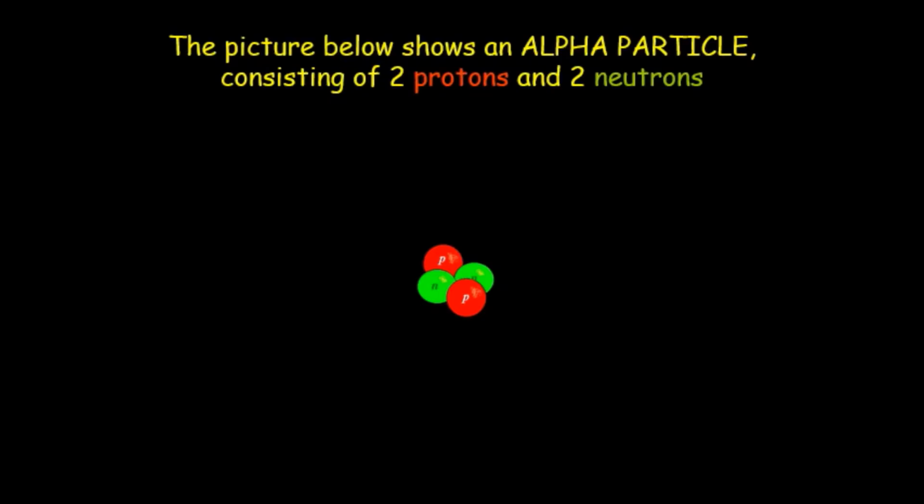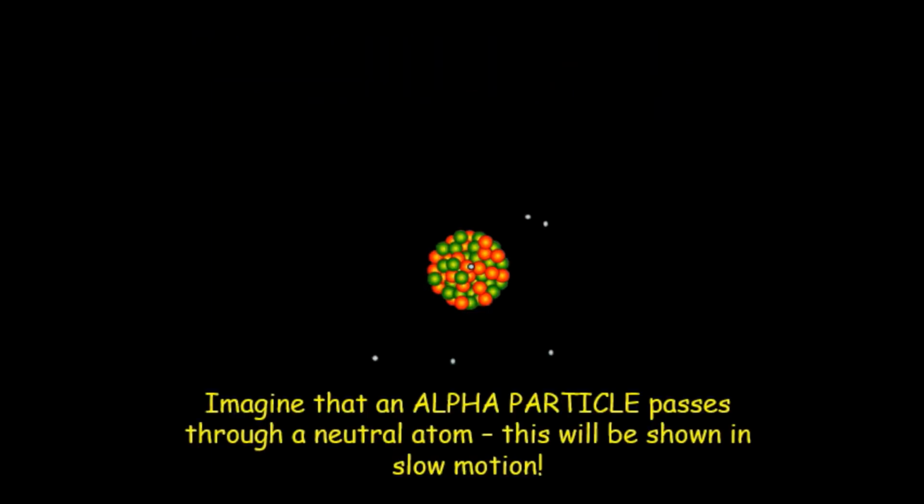Here's an animation kind of showing what it's like. Remember, these are really small. Even the alpha particles, the largest, with 2 protons and 2 neutrons, are very small and we can't actually see them. So imagine the alpha particle passes the neutral atom, and what it does is it takes away an electron. So we are left with an ion.